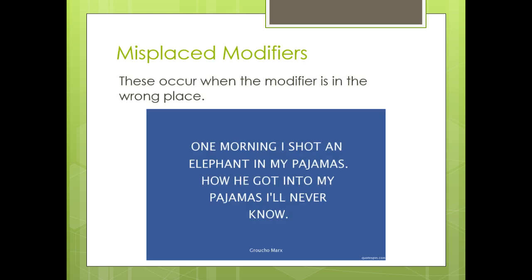Okay, so there are two types of modifier problems that we're going to talk about briefly. The first one is a misplaced modifier, which is just what it sounds like. It happens when the modifier is in the wrong place in the sentence.